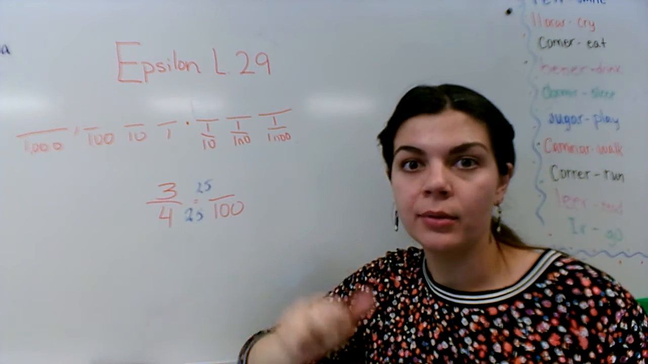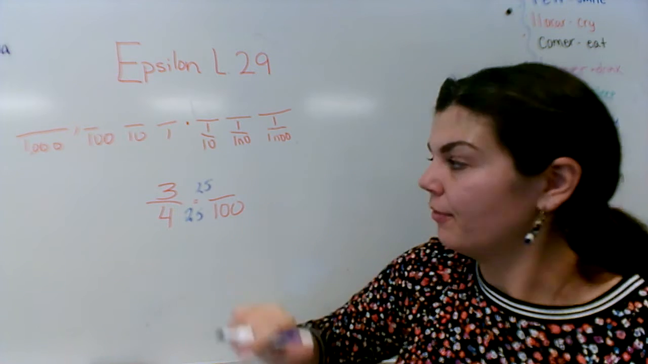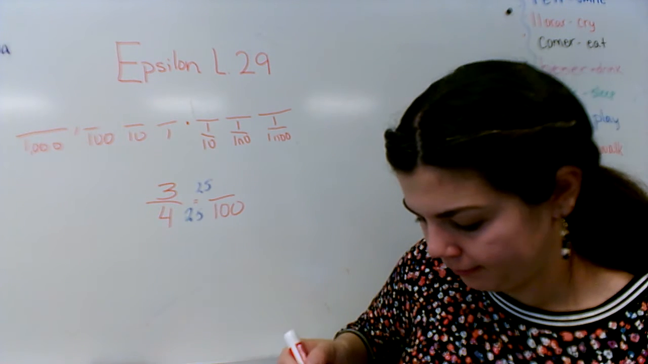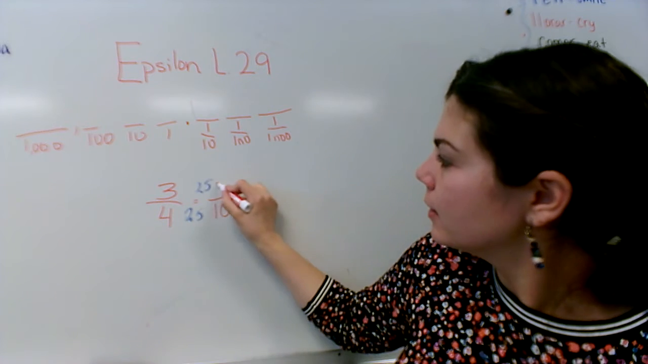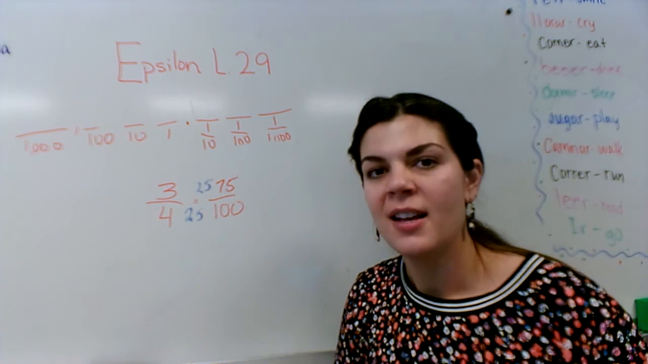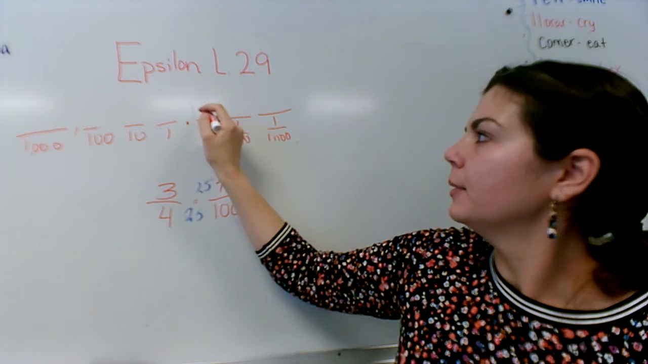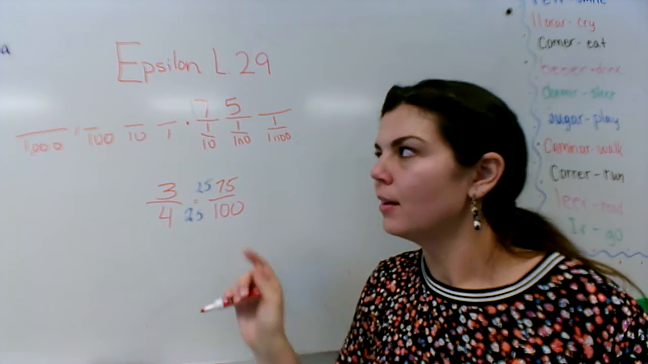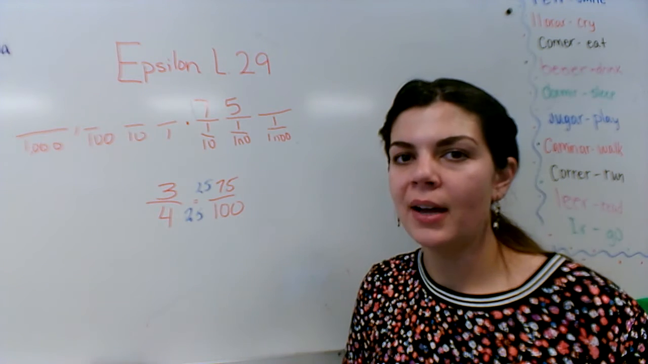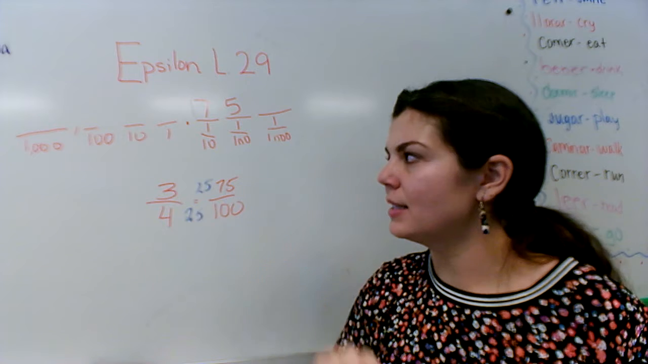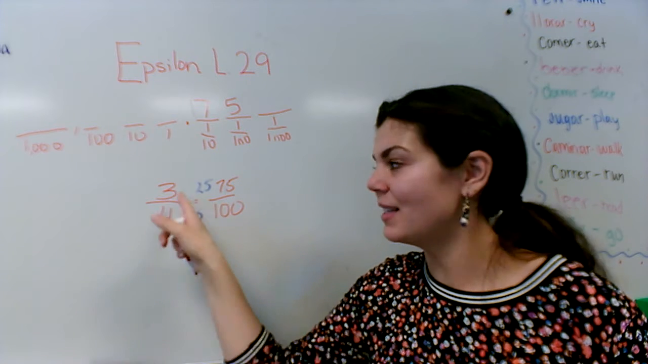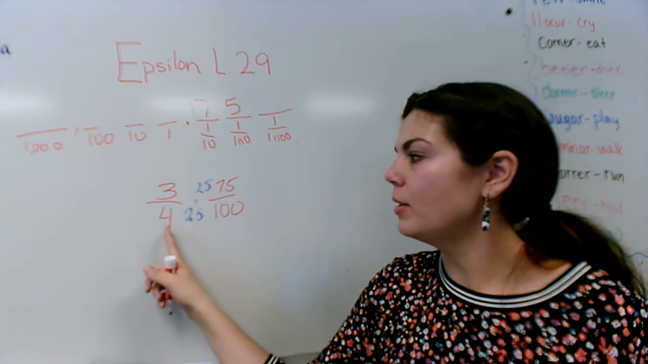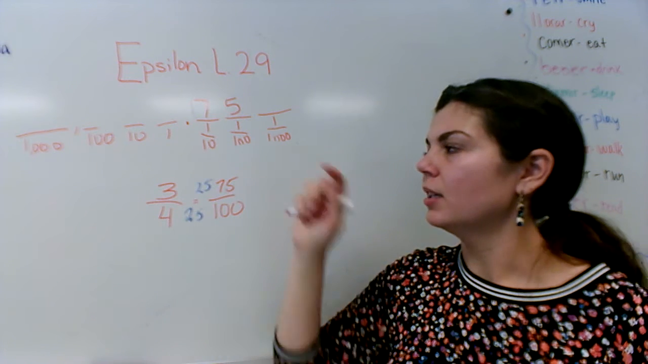3 times 25. 25, 50, 75. Okay. 75 over 100. So I wanted to go to the hundredths place. So 0.75 is the same as 75 over 100, which is the same as 3/4. They're equivalent. Our main goal is to get the 4 into a digit of 10.